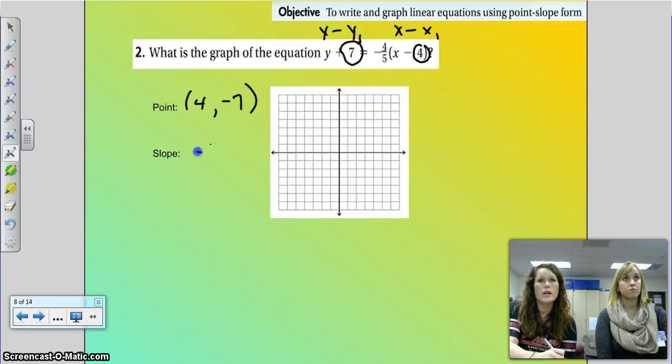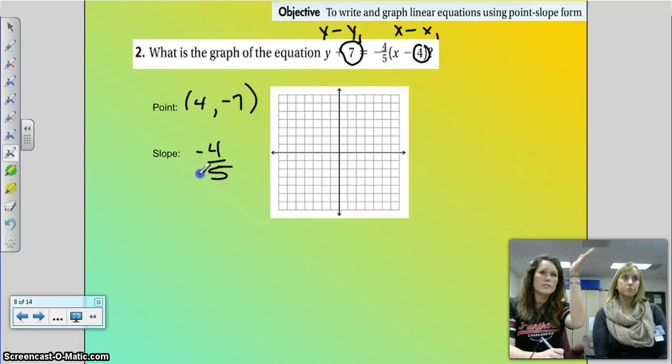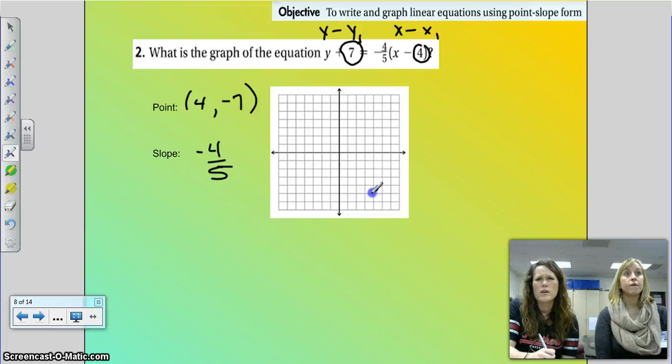My slope is given, negative 4/5. It's already a fraction, so super easy. I know that this is going to slope negatively. So we're going to plop it on here. So 4, negative 7. I hope my graph's big enough. So 1, 2, 3, 4. 1, 2, 3, 4, 5, 6, 7. Boom, right there.